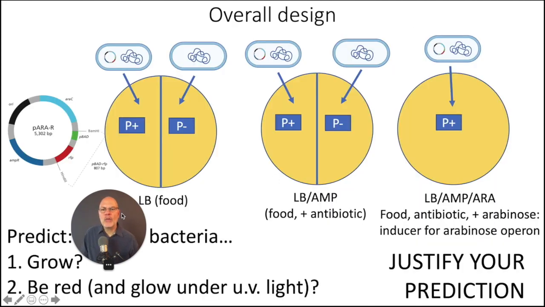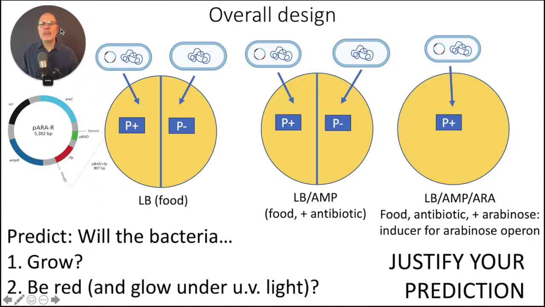Now let's talk about the overall design of what we're doing in this lab. So here are 3 petri dishes. Every single one of them has an agar that's been infused with what's called Luria broth. Just think of a kind of beef broth. That's food for the bacteria. So all the bacteria will have something to eat, so it's possible that they'll all grow. Now, we're going to divide 2 of these plates in half. One side is going to get bacteria that were transformed with the plasmid, that's P+.